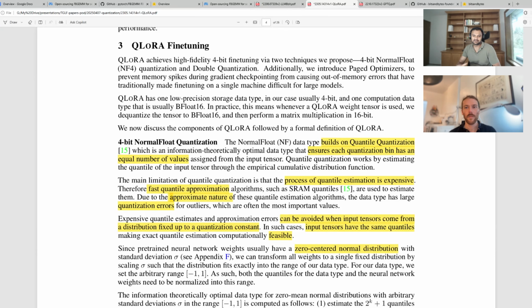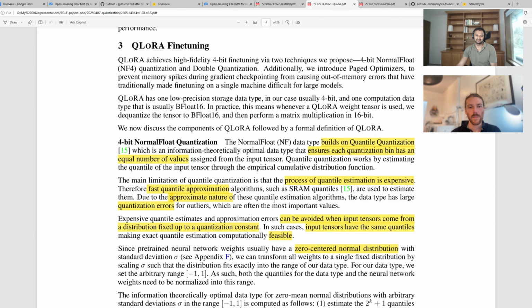But at the same time, I think the drawback here is that it's very expensive. That's the point I want to highlight. The process of estimating the scalars for quantization is very expensive. So you can have a very precise estimation that's very expensive, or you can have some approximations, but they're going to have outliers. They're going to have errors because it's an approximation.